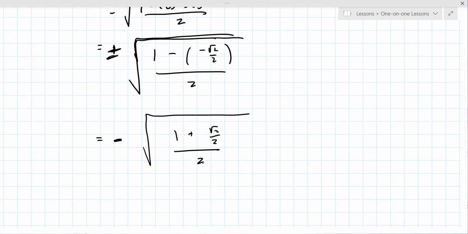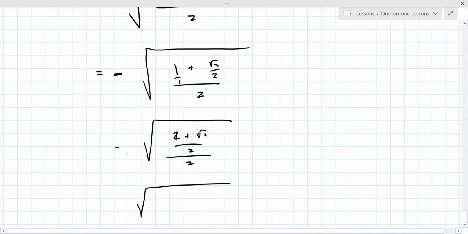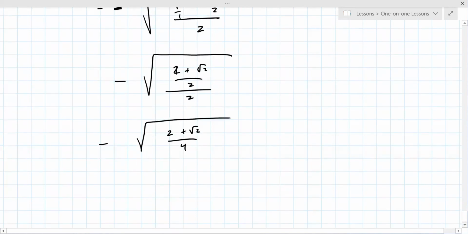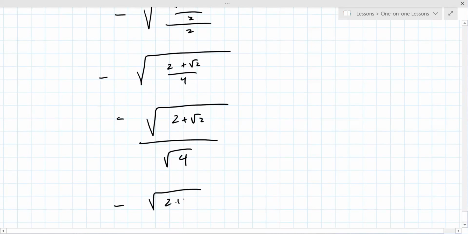The simplifying is that you make a common denominator, so you get the square root of 2 plus square root of 2 over 2, all over 2. This reduces, you bring the 2 up, so it becomes 2 plus square root of 2 over 4, and then you take the square root of the top and the bottom. So it's negative square root of 2 plus square root of 2, over 2.